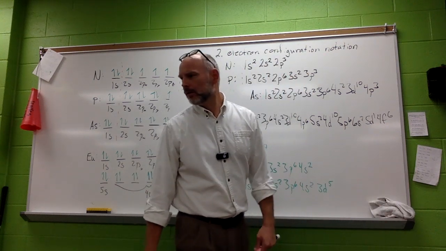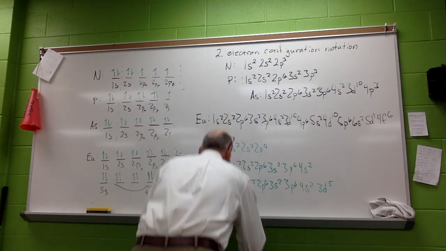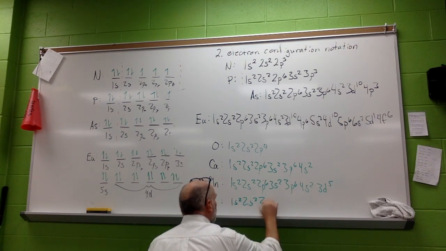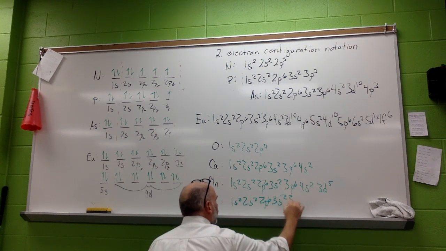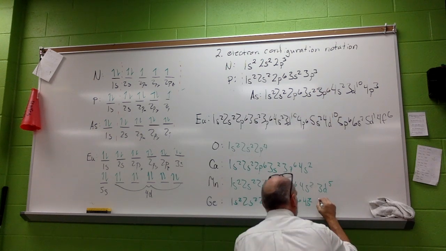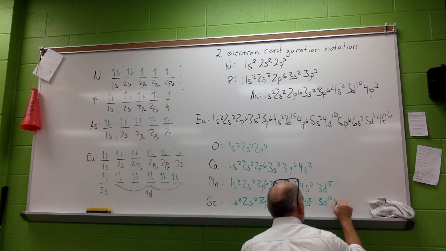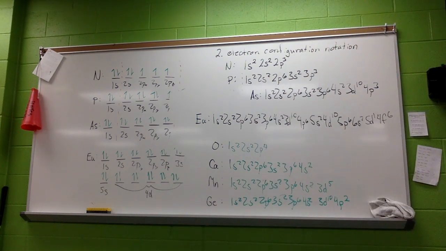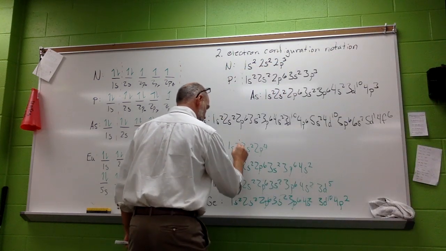And then germanium. 1s2, 2s2, 2p6, 3s2, 3p6, 4s2, 3d10, 4p2. How many valence electrons does your germanium have? 4.